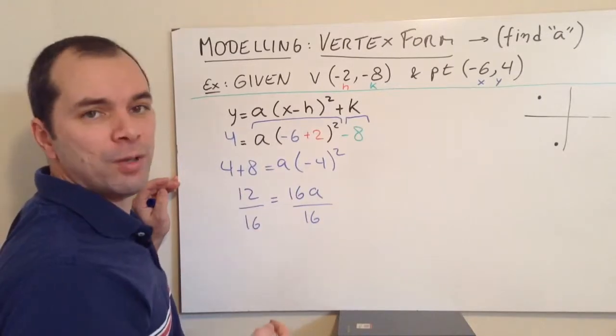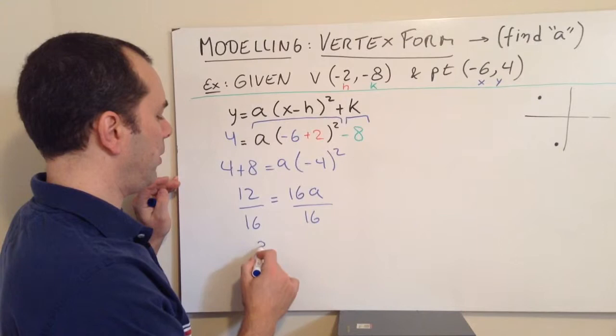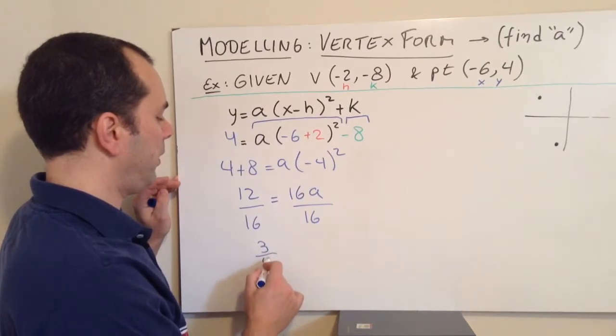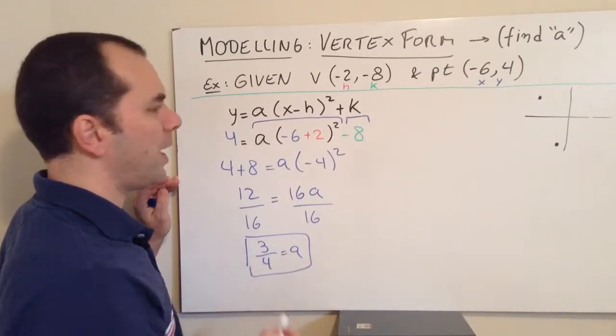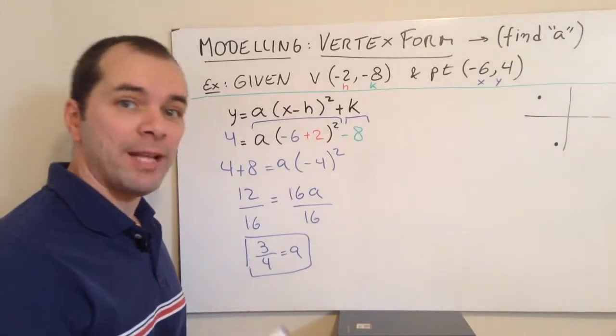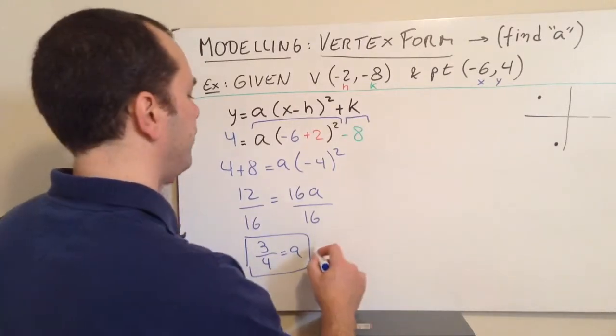Can I simplify 12 over 16? Yes, we can divide both of them by 4. So that would be 3 divided by 4 is equal to a. I found my a value, but I haven't actually modeled the equation. I haven't given the equation yet. So my last step is to state the equation.